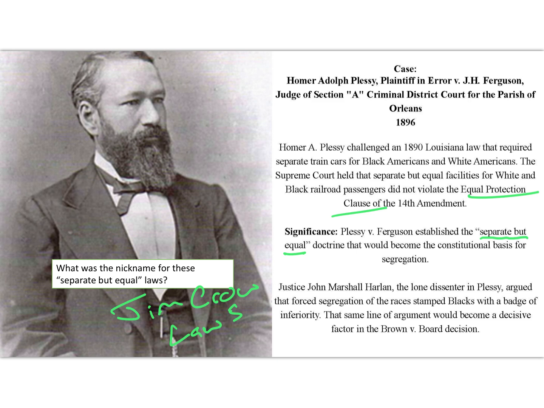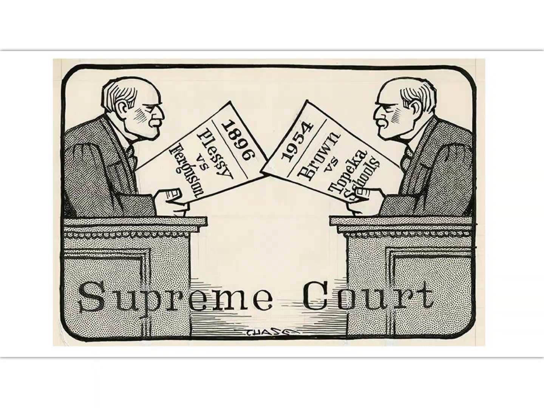Now, we know that's not true. We know separate is not equal. But the Supreme Court said it can be separate as long as it's equal and it still is okay with equal protection. Now, that's 1896. That's a long, long time, right? And so this ends up being the law of the land. The nickname becomes Jim Crow laws, but you and me know it as segregation, plain and simple.